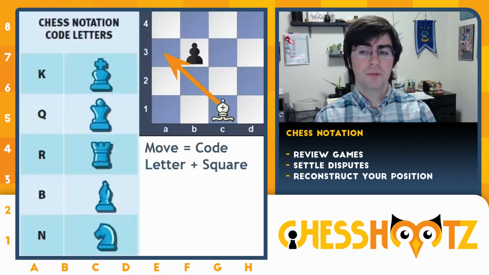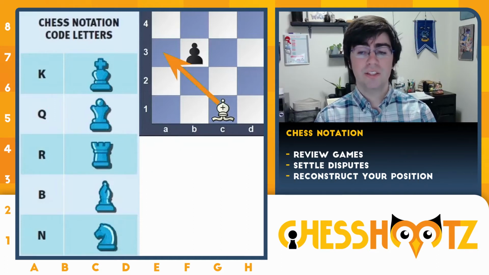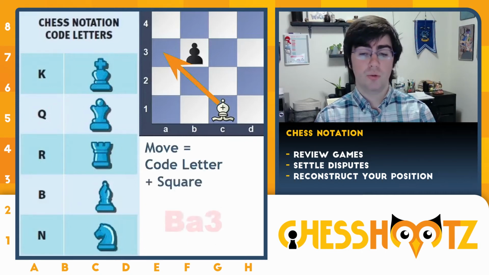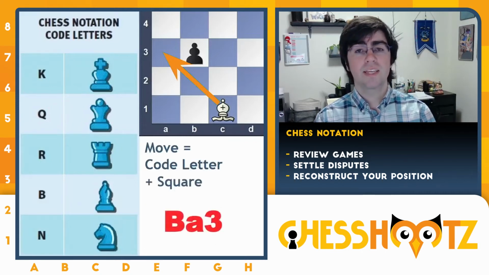So when writing down a move by one of the big pieces, you simply start with the piece's code letter, then indicate the square where it is landing. The move equals the code letter plus the square. In this case, it is capital B, a3.